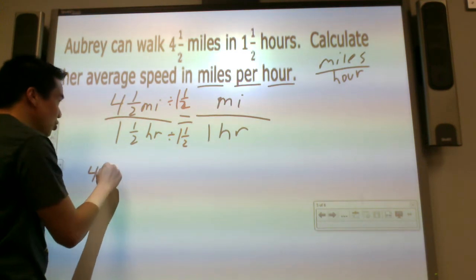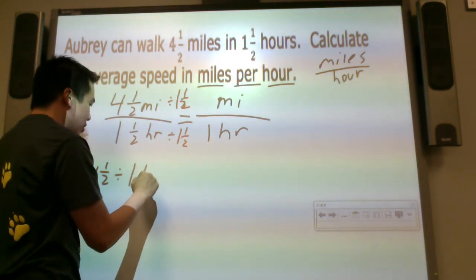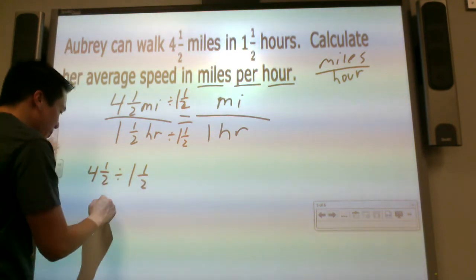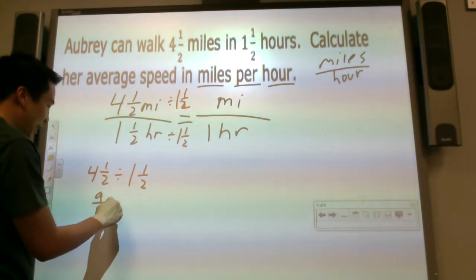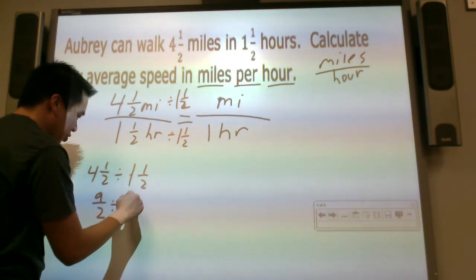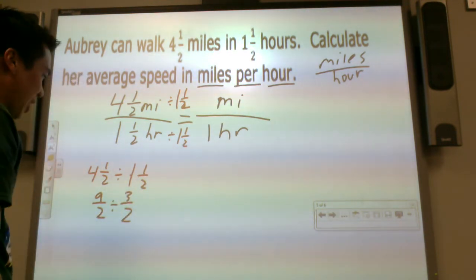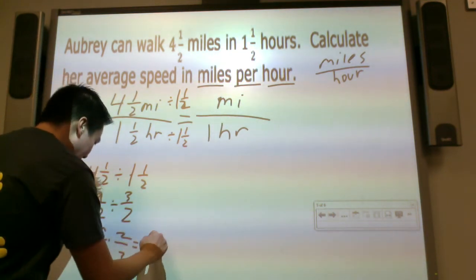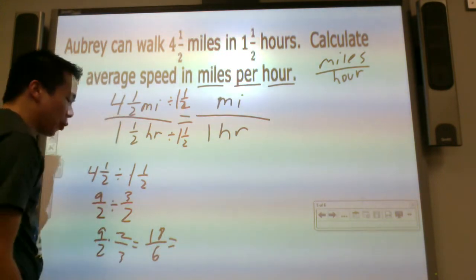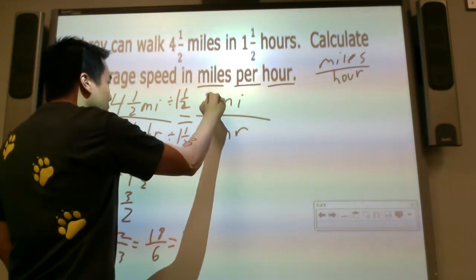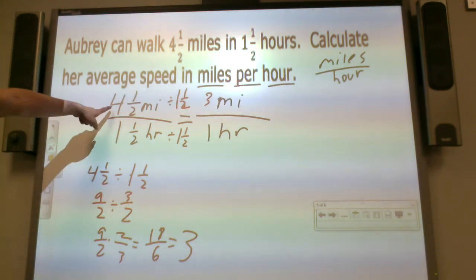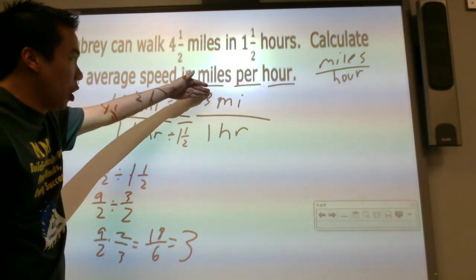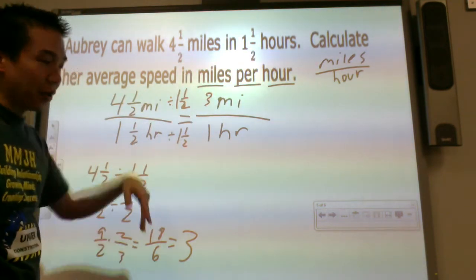So on the side, let's do the work here and figure out what is 4.5 divided by 1.5. Let's turn them into improper fractions. That's 9 halves, and 2 times 1 is 2 plus 1 is 3 halves. What do you do when you divide fractions? You multiply by its reciprocal, and you get 18/6. So what's another way to say 18/6? 3. So 4.5 miles in 1.5 hours is the same as saying he walks 3 miles per hour.